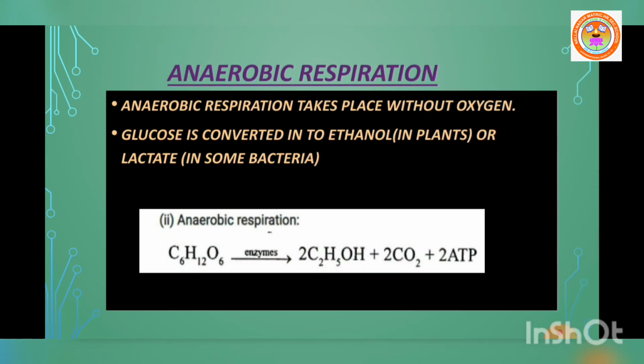So far we discussed aerobic respiration. This respiration is a type of cellular respiration in which organic food is completely oxidized with the help of oxygen into carbon dioxide, water and energy. Now one more type of respiration is anaerobic respiration. What is anaerobic respiration? Anaerobic respiration takes place without oxygen. Glucose is converted into ethanol or lactic acid, lactate. Ethanol in the case of plants and lactate in some bacteria. Here glucose is not completely oxidized.